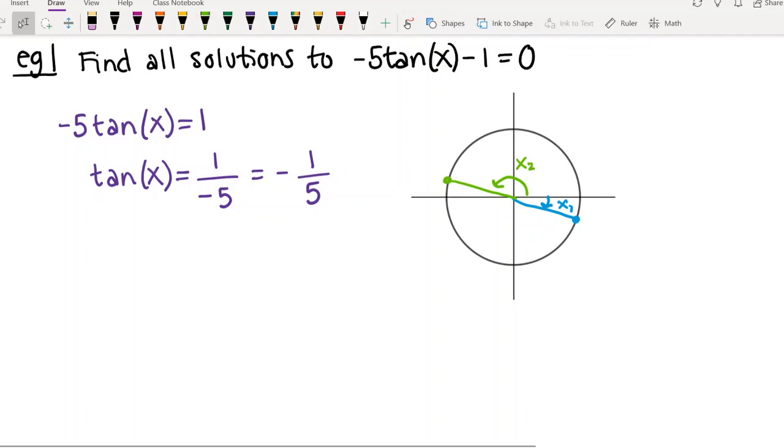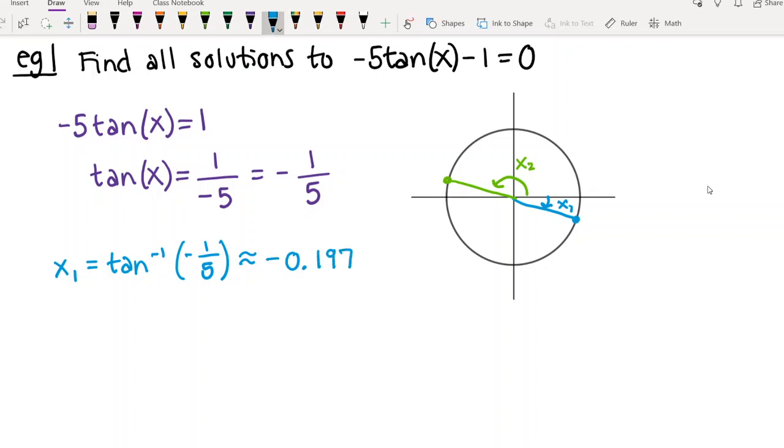So if you type into a calculator x1 is equal to inverse tangent of negative 1/5, negative 1/5 is approximately equal to negative 0.197 radians. And then how do we find the angle in green? Well, that would be the blue angle, plus pi. So even though the blue angle is negative, it will still work to do that plus pi.